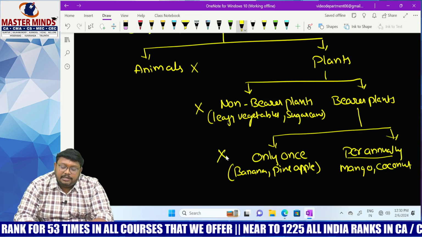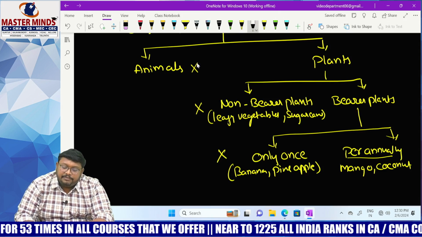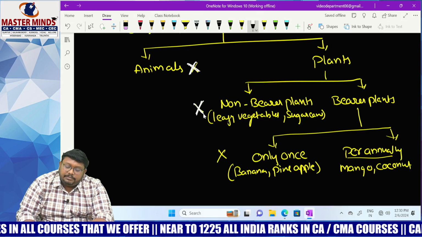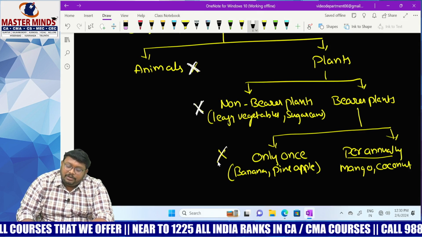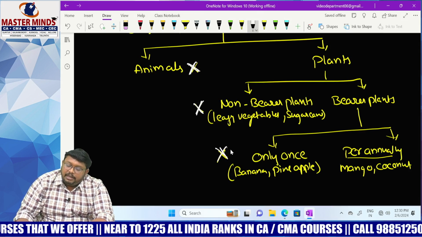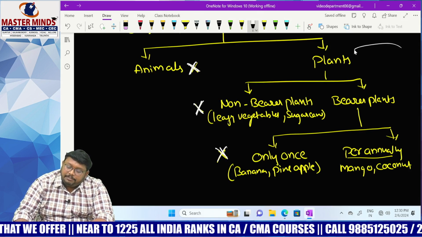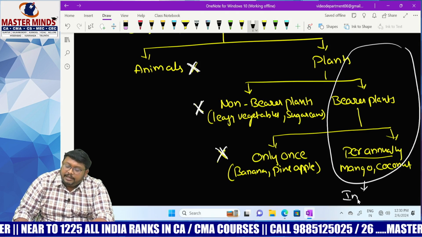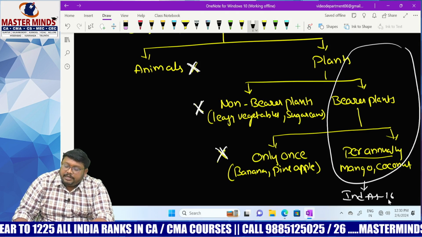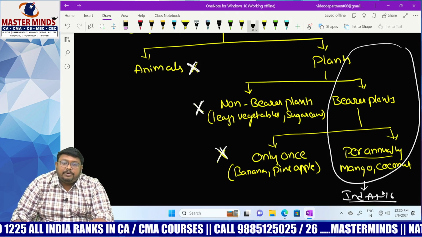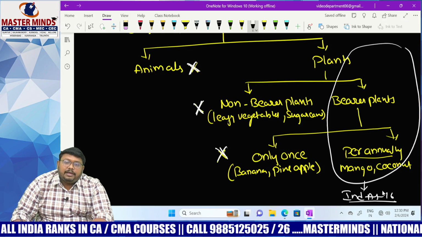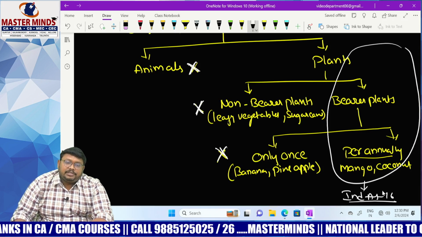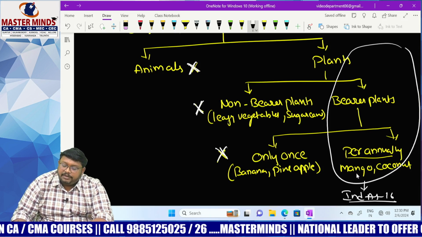Sir, what assets will come under PPE then? Listen carefully. Animals will not come, non-bearer plants will not come, and in bearer plants the one-time production ones will not come. Whatever bearer plants we have on a per annum basis, we follow Ind AS 16. Understand the point? Ind AS 16 will apply for the bearer plants that give production every year.